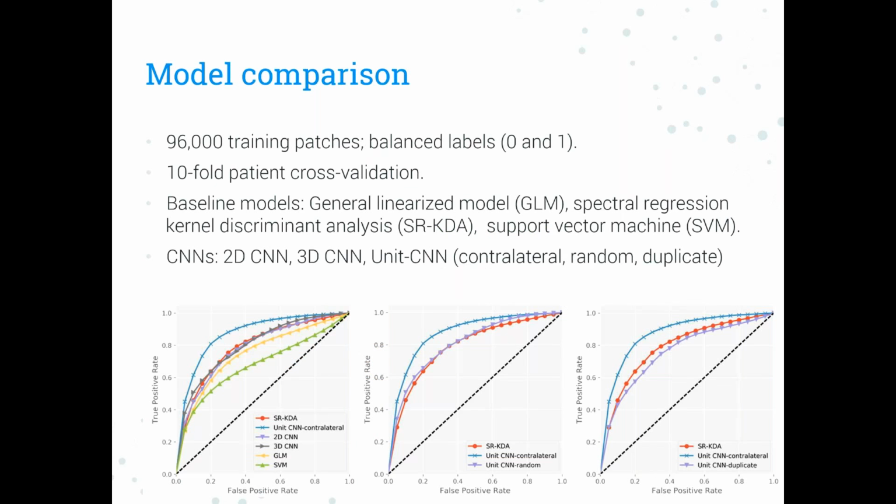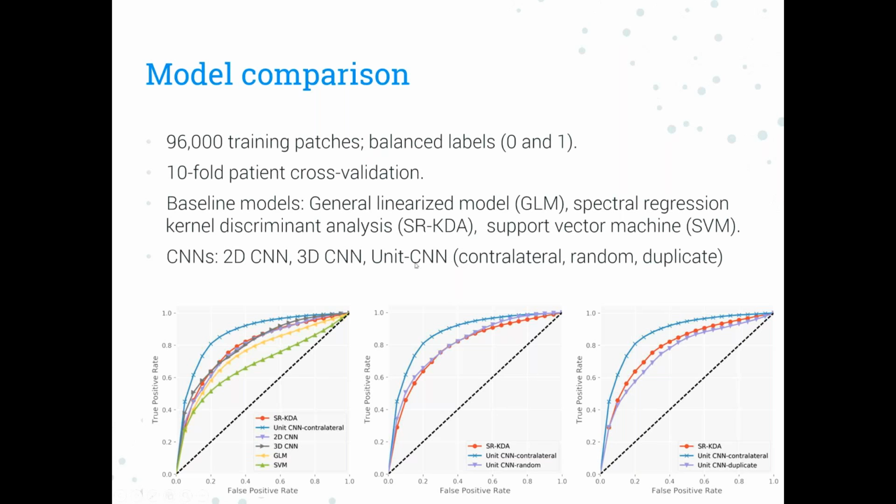So what did we do? We got 96,000 training patches that we balanced at 0 or 1. We did a 10-fold patient cross-validation, and we implemented some baseline models, including a generalized linear model, spectral regression, kernel discriminant analysis, and an SVM. We then compared our 2D, 3D, and what we call the unit CNN.